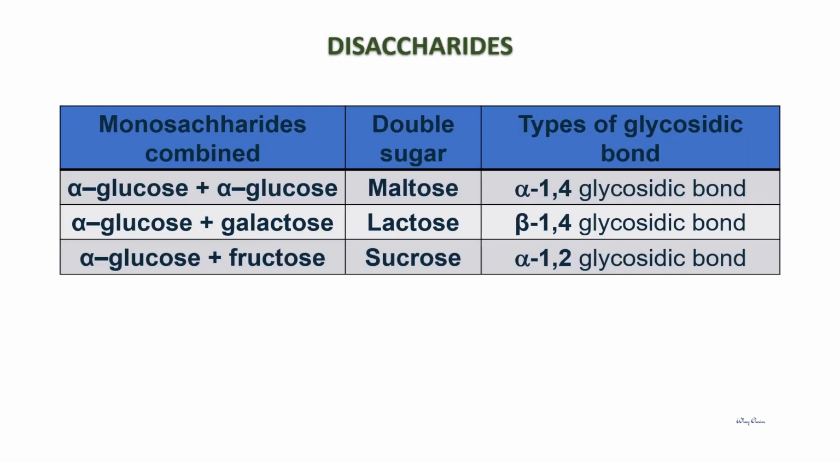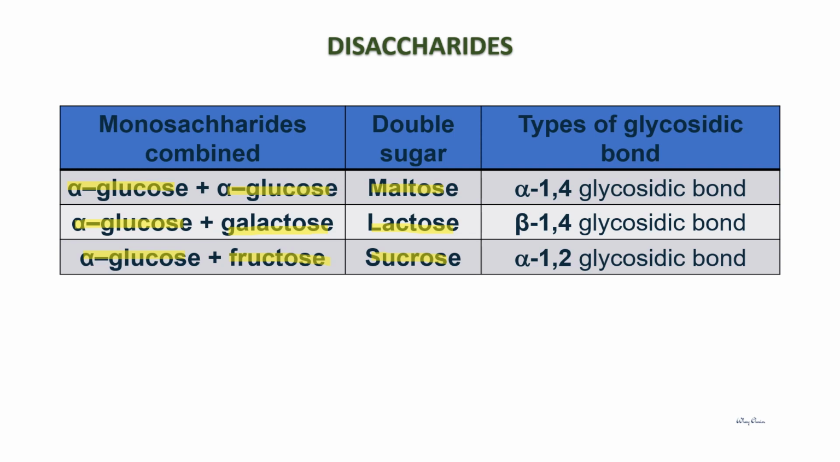There are three examples of disaccharide, which are maltose, lactose, and sucrose. Maltose consists of two alpha glucoses, lactose consists of alpha glucose and galactose, and sucrose consists of alpha glucose and fructose. Because of the different monosaccharides found in the disaccharides, they can be joined by different types of glycosidic bond.